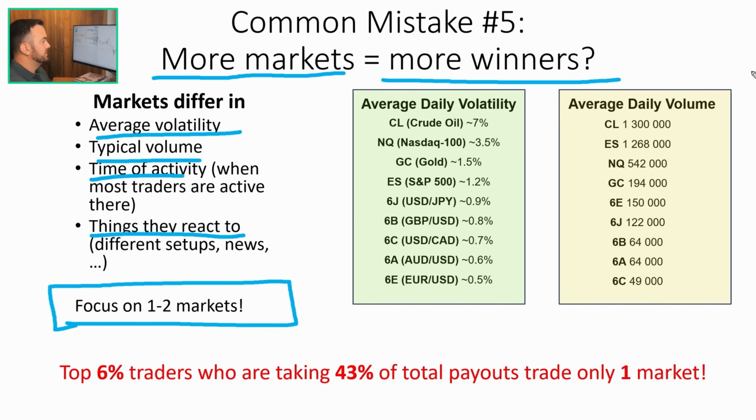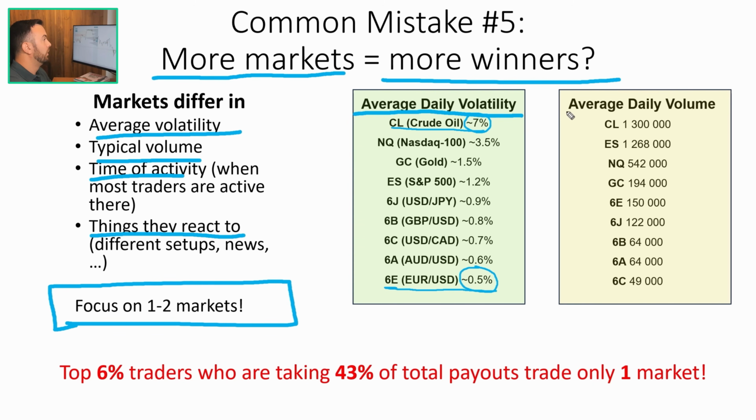Take a look at those 2 tables here. The first table shows average daily volatility. For example, the crude oil average daily volatility is 7%. If you look at the Euro futures right here at the bottom, then the average daily volatility is only 0.5%. You can't really trade those two instruments the same way. You need to become professional on trading just one or two, right? Just focus on a couple of them because they are clearly very, very different.